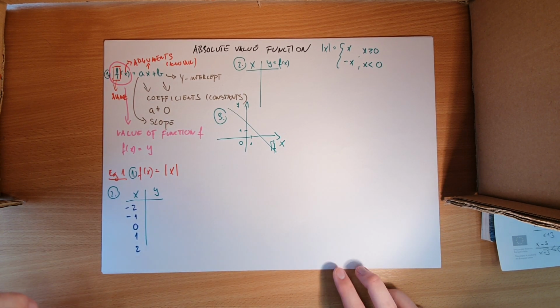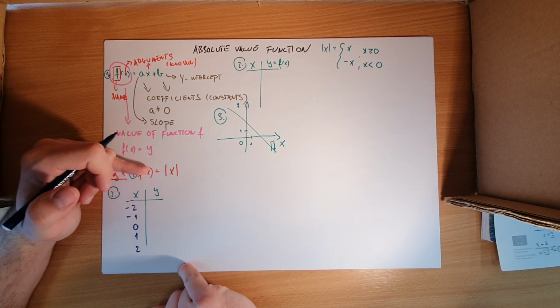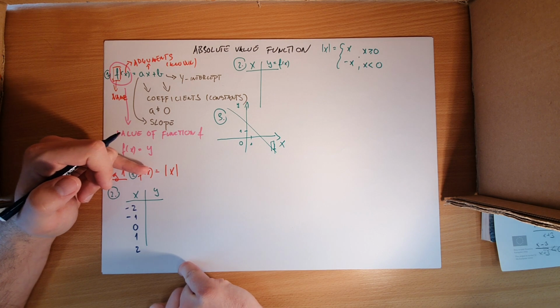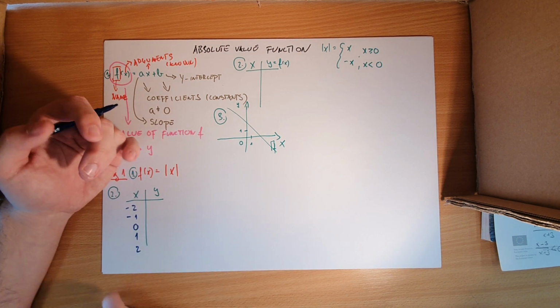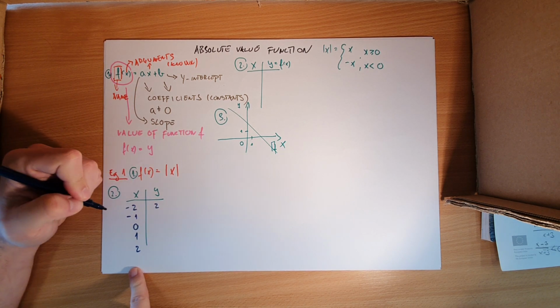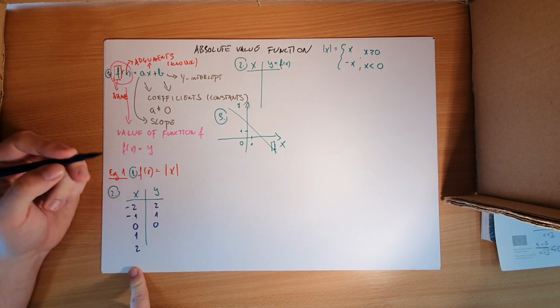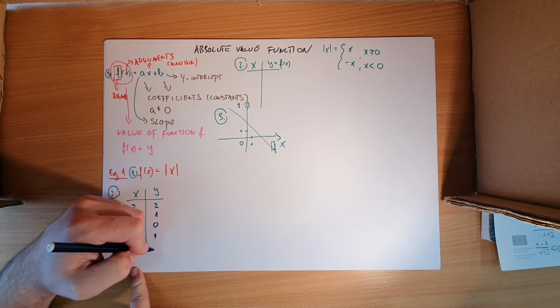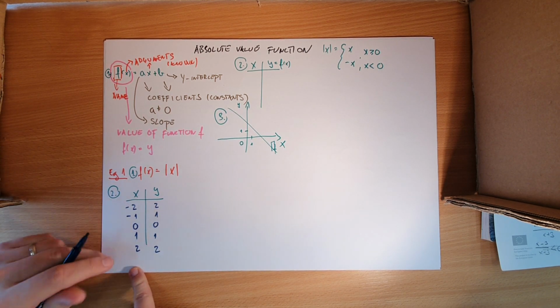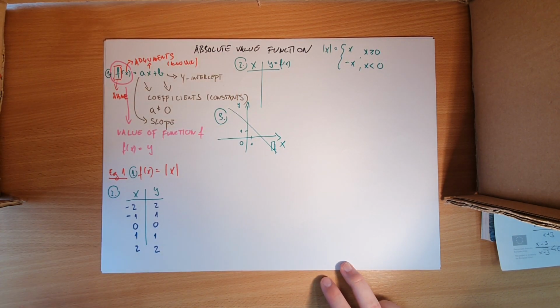As simple as that. So now that we put -2 into the function itself, into the algorithm of the function, the absolute value of -2 is going to be 2. Absolute value of -1 is going to be 1. Absolute value of 0 is 0. Absolute value of 1 is 1. Absolute value of 2 is 2. And we have gotten something like this. And this is the table.